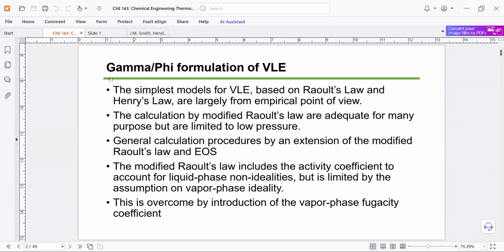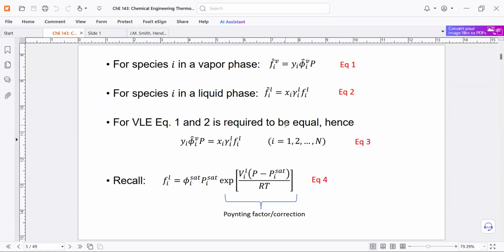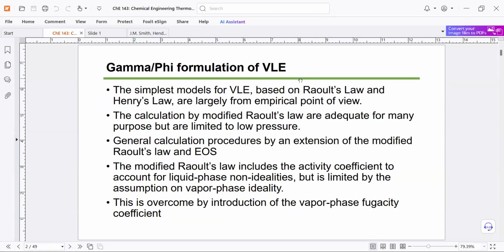in both the vapor and liquid phases. Unlike the Raoult's law and modified Raoult's law, where modified Raoult's law only accounted for the non-ideality in the liquid phase, while Raoult's law assumes ideality for both liquid and vapor phases.